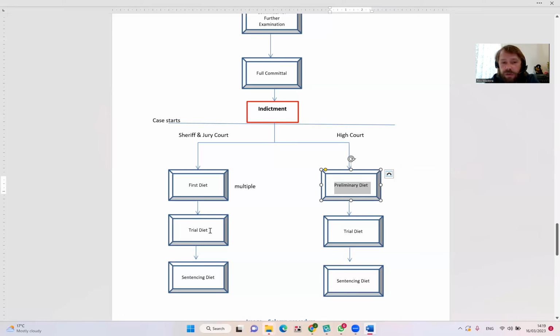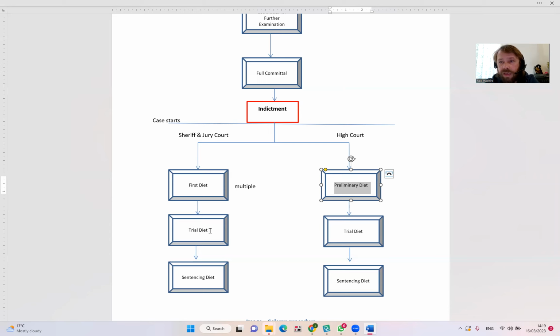High court trials and sheriff and jury court trials are very expensive to run. You've got jurors being paid loss of earnings. You've got typically lots of witnesses, sometimes professional witnesses, being paid a higher rate of loss of earnings than normal witnesses, and so on. So they're very, very expensive to run. So when that trial calls, you really want it to go ahead. Also, there are not as many high court judges as there are sheriffs, for example.